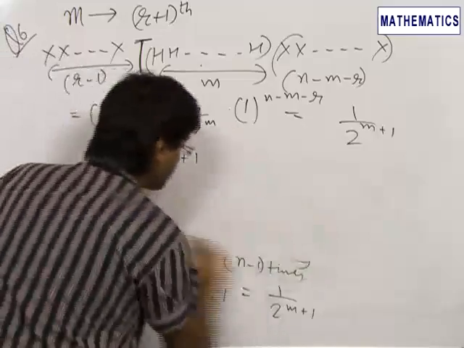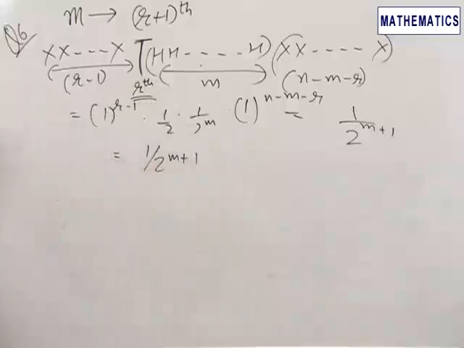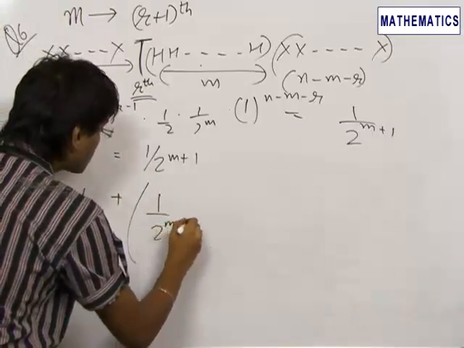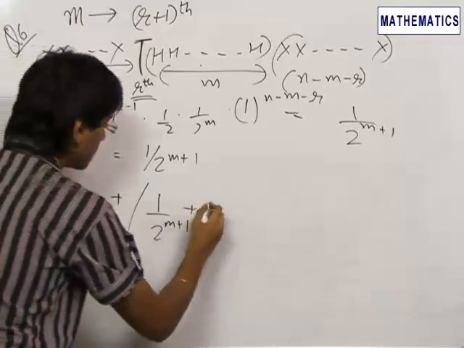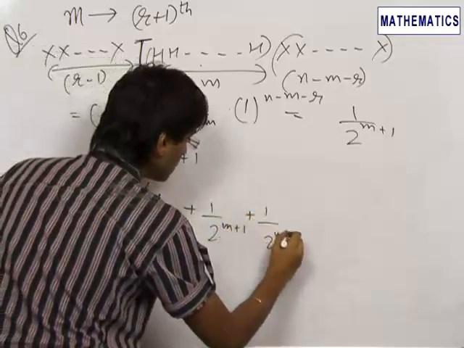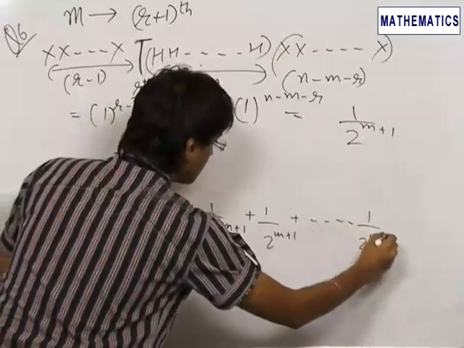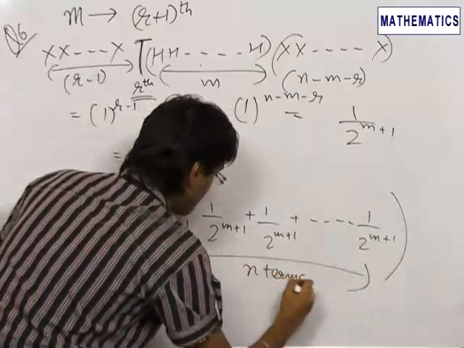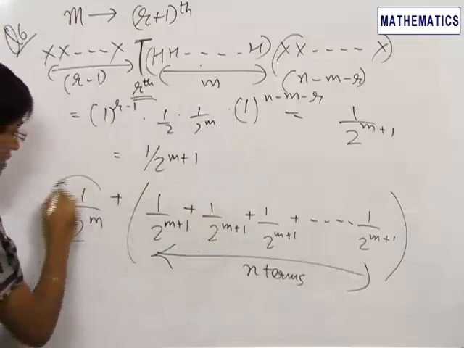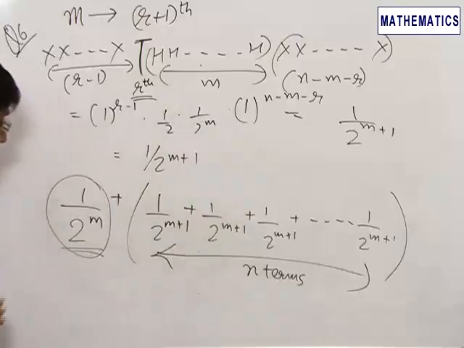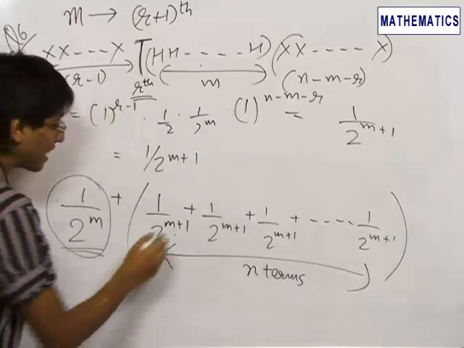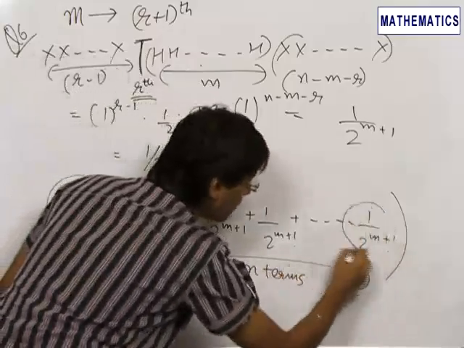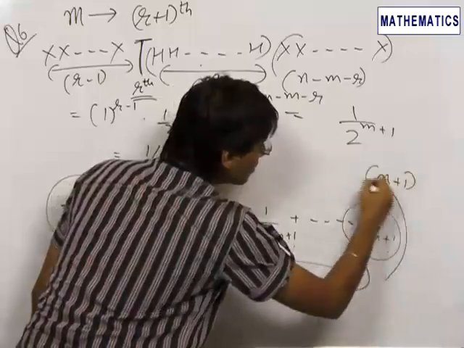Hence the desired probability is the probability of the event that the heads start from the first place, which is 1 upon 2 to the power m, plus 1 upon 2 to the power m plus 1, that is starting from the second place, third place, fourth place, and so on. These are n terms. This is the probability of the series of heads starting from the first place. This is the probability of heads starting from the second place, third place, fourth place, and this is the nth place. These are n terms, or rather this is the probability of heads starting from the n plus 1th place.